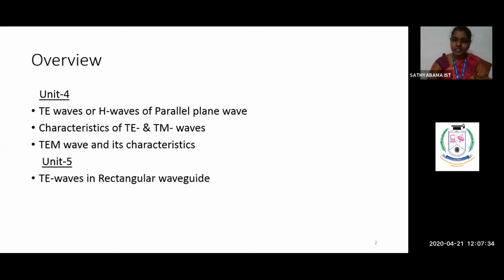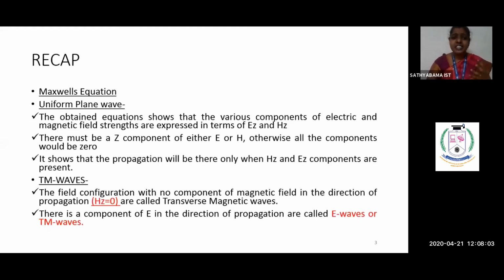We are going to see transverse electric waves, or what is also called magnetic waves, of parallel plane wave. The second topic is the characteristics of the transverse electric and the transverse magnetic waves. And the third topic in unit 4 is transverse electromagnetic waves. And last, we are going to see a topic from unit 5, that is transverse electric waves in rectangular waveguide. So this is just a recap of what we have already seen in our previous session, so that it will be useful for you to understand what we are going to see today.